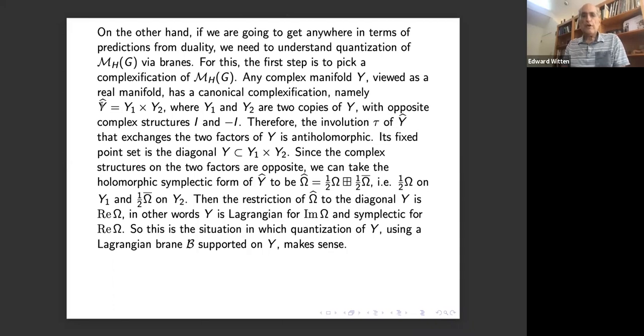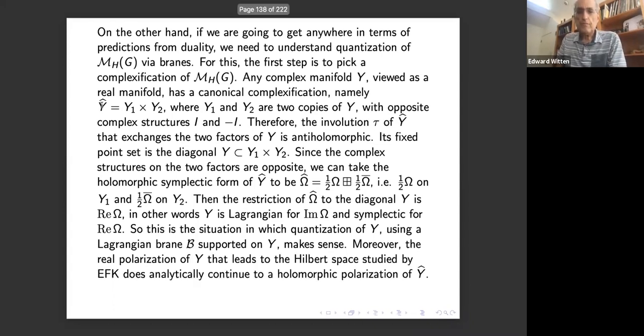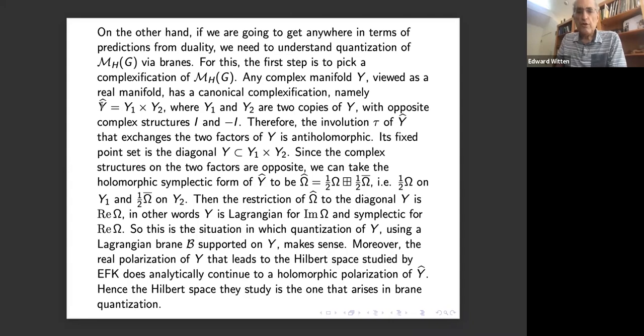So this is the situation in which quantization of Y using a Lagrangian brane B supported on Y makes sense. Moreover, the real polarization of Y that leads to the Hilbert space studied by EF and K does analytically continue to a holomorphic polarization of Y hat. So this is the situation where geometric quantization is compatible with quantization by branes, and in particular, the Hilbert space they study is the one that arises in brane quantization using this natural complexification.